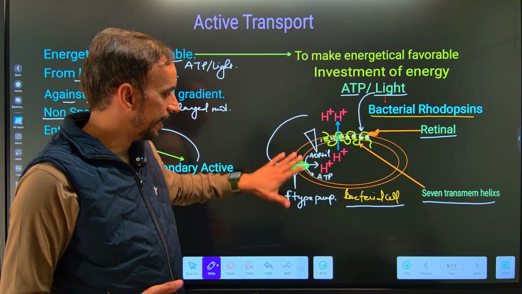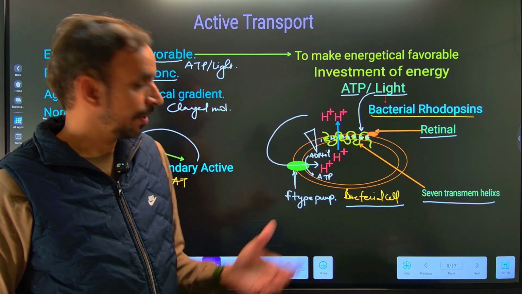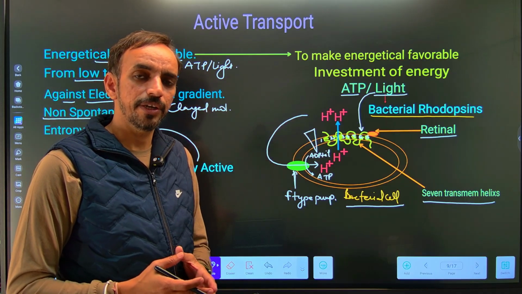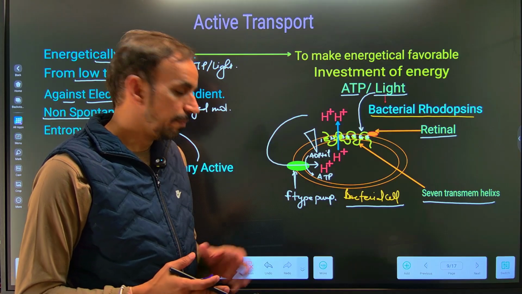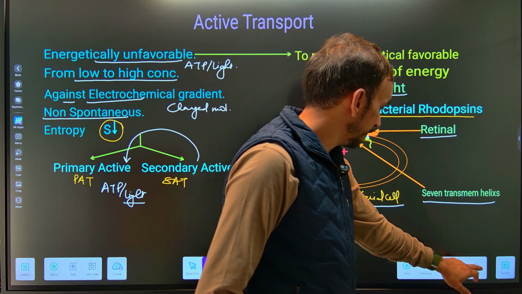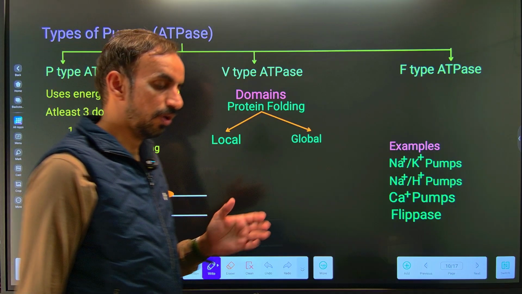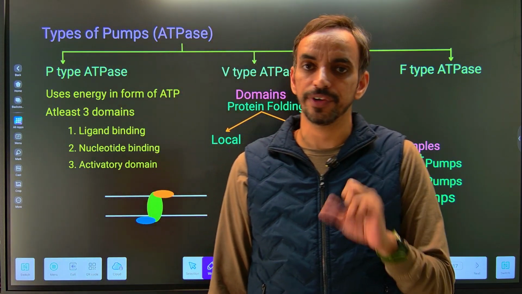ये जो part है ये अपन ने additionally study किया है कि we can also generate the energy by using this proton gradient through a pump which is known as F-type ATPase. So next अपन बात करते हैं different types of transporters which are involved in the process of active transportation.